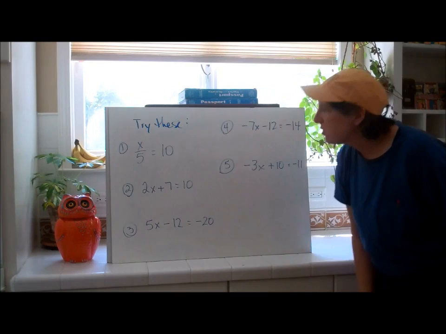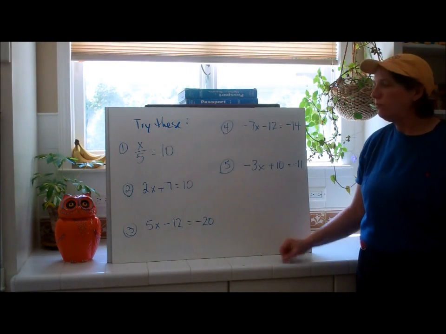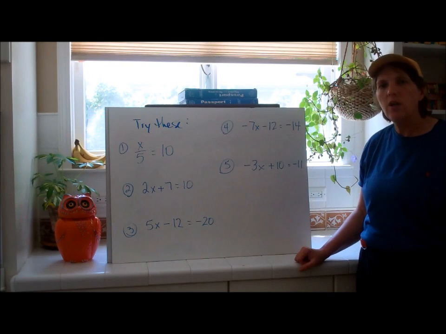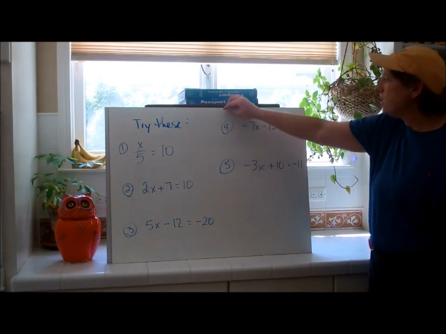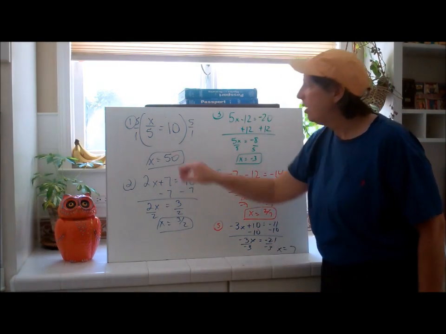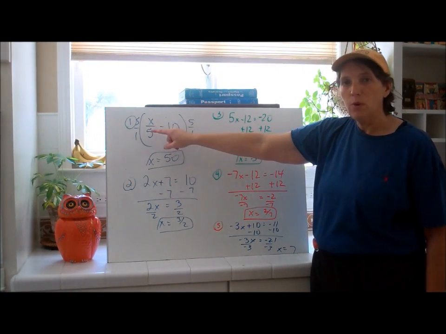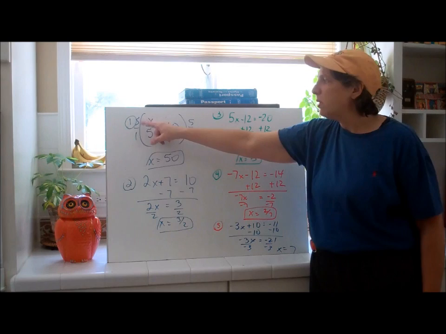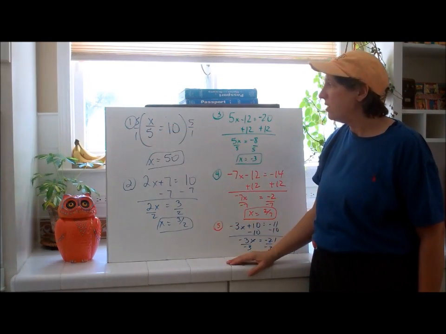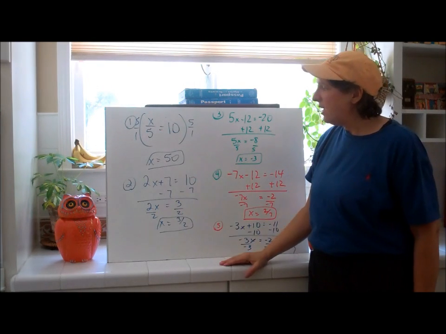Try these problems. Pause the video, do these problems, and then when you're ready, restart it and check them. Alright, let's see how you did. This one was a little bit more difficult because I have the variable in the numerator. Remember, that doesn't mean you multiply by 5 over x. You just multiply by the denominator on both sides. The x has to stay there.